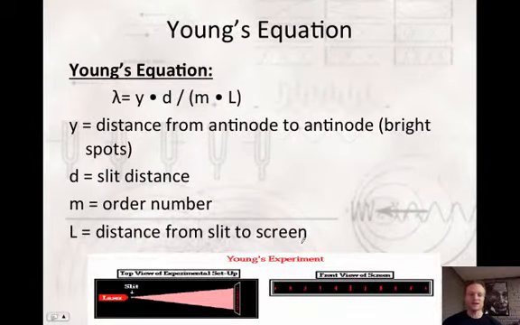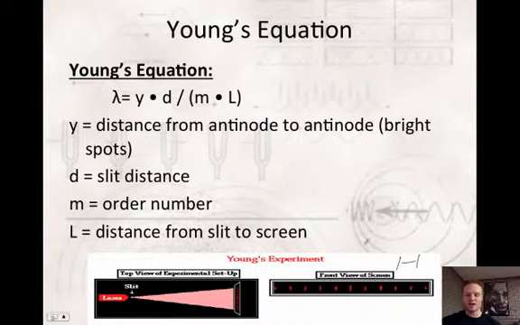This is Young's equation, and we'll probably use it as a class lab or experiment, and here it is in all of its glory. Lambda equals the wavelength. So wavelength equals y, which is the distance from antinode to antinode, or these bright spots. How far apart is this? What's the distance there? d is the slit distance, which is in this little picture. How far apart is the hole that the light is traveling through? Typically it's going to be a pretty small number because the slit has to be pretty tiny to cause light to diffract. m is the order number, which was talked about in the previous lesson.